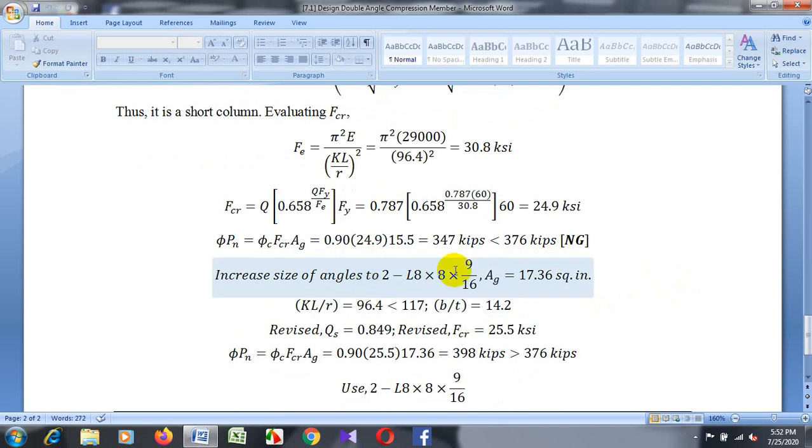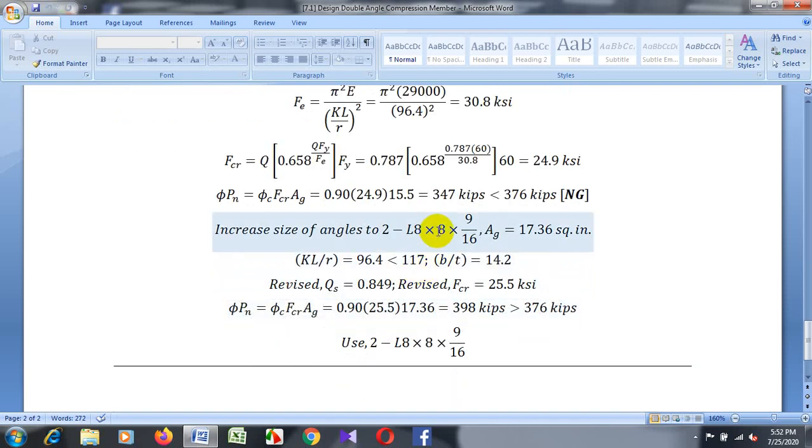So it is not okay. Now increase the angle size, that means increase the thickness of the angle, and Ag equal to the new value in square inch. Finally again find KL divided by r. This is less than 177, and b divided by t is 14.6. Here b is 8 and t is 9/16. Now the revised calculation should be performed for Qs and Fcr, and finally the ultimate load, with the same process of calculations, phi c equal to 0.9 and the revised Fcr, and Ag equal to the revised Ag, and finally these capacities must be greater than demand.